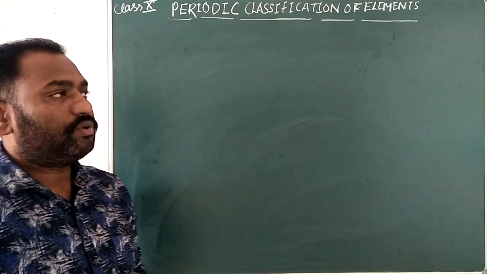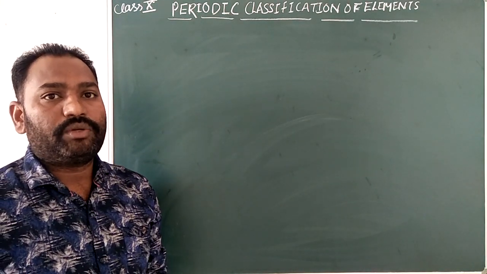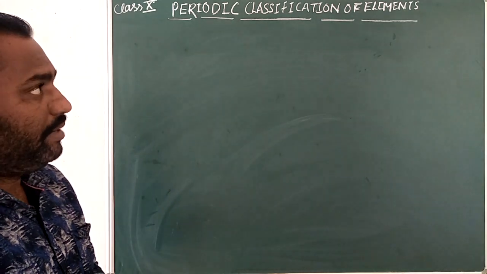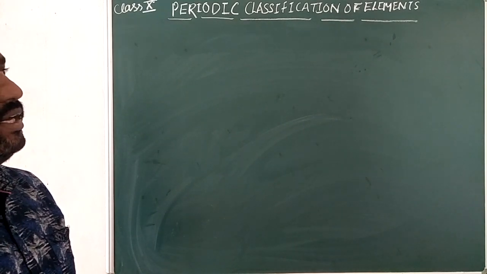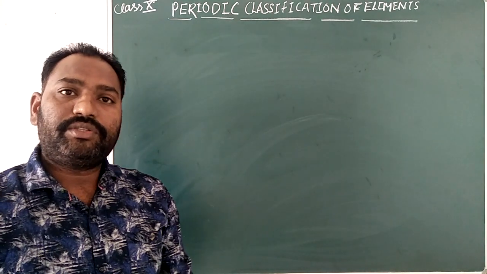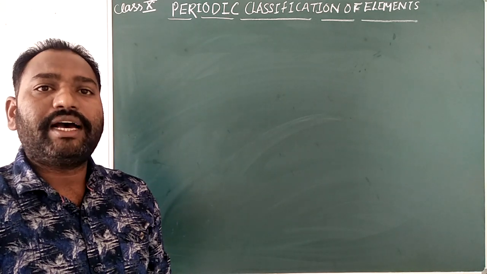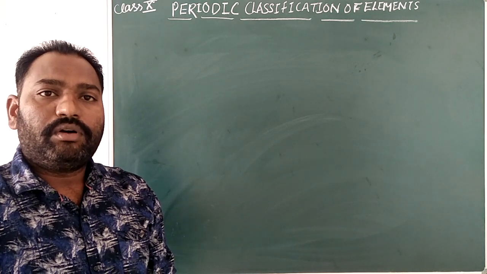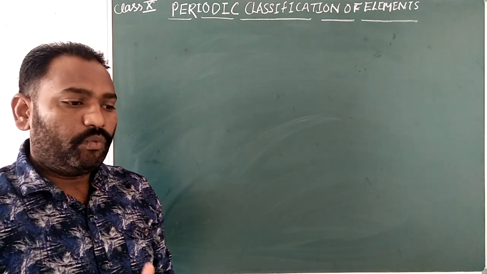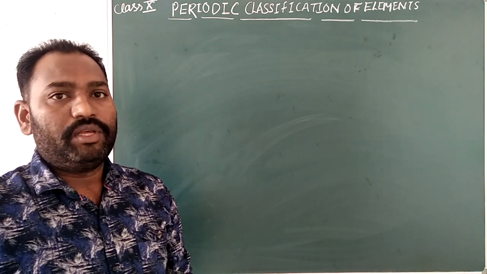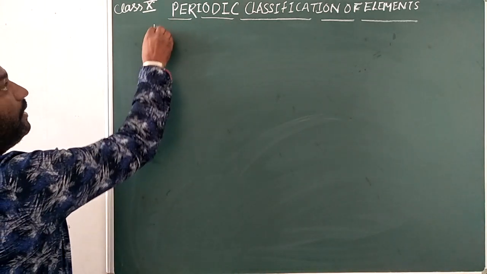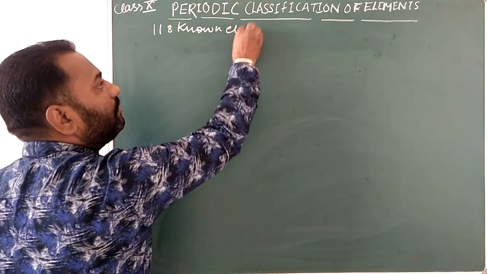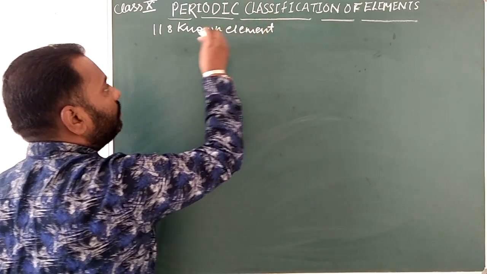So the first question for us is, why do we need to classify all the elements? What are the needs? You have already seen this in the ninth class, in the classification of plants and animals, the five kingdoms. So what is the basis of that, and why do we need to classify them? We have 118 known elements, and their discovery is continuously going on.